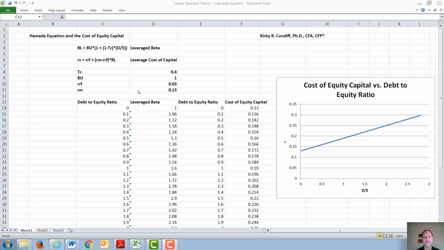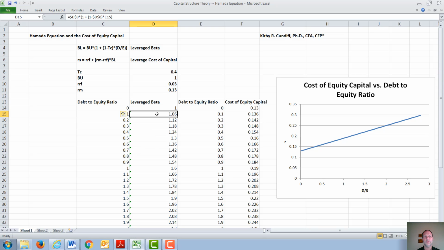Once we have all this data, we can calculate leverage beta as a function of multiple different debt-to-equity ratios. So we look at companies with a debt-to-equity ratio starting with 0, which of course then the leverage beta will be the same as the unleveraged beta at 1, increasing all the way up to beyond 2.